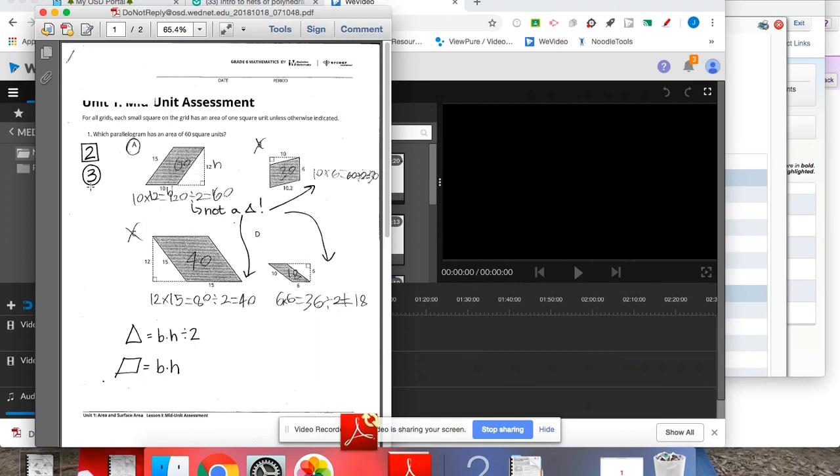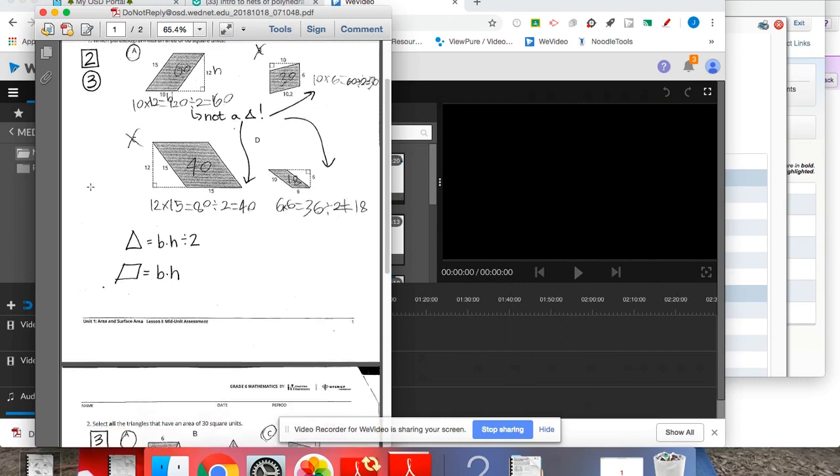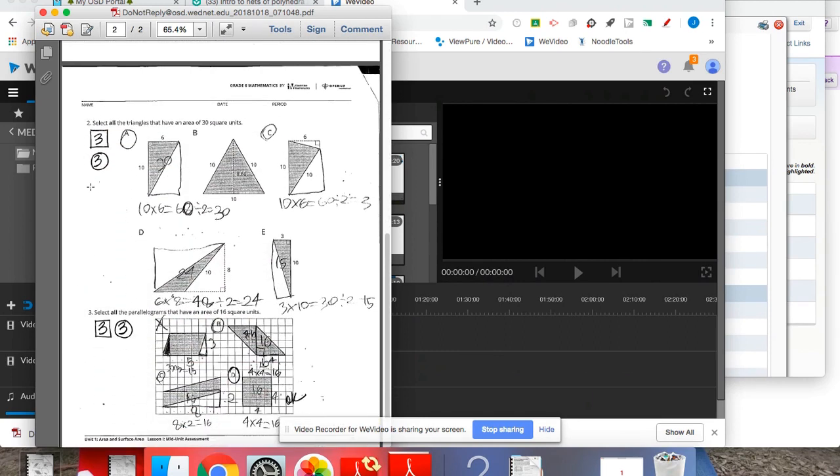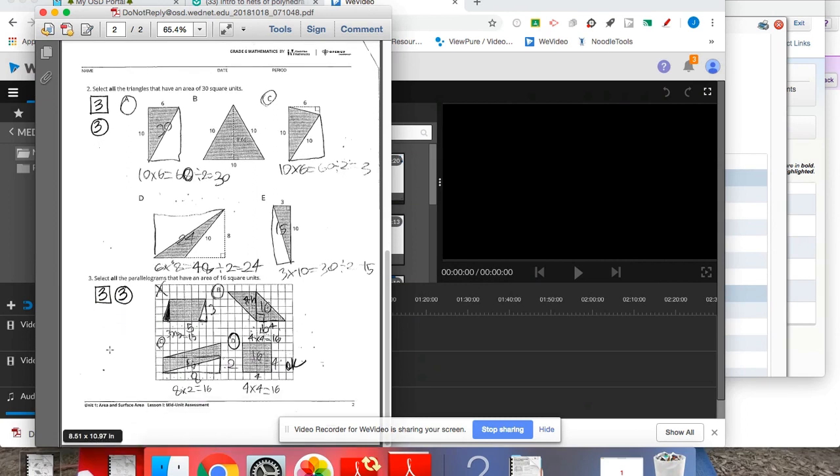So again, work is worth 3 points as well. So this next page, this student got a 3 for having the correct answer. The correct answer was A and C. And they also got a 3 for showing their work because they showed why they chose those. And then the same thing down on question 3.